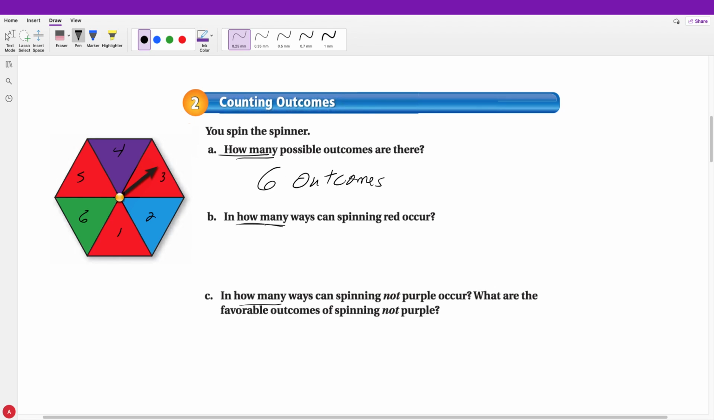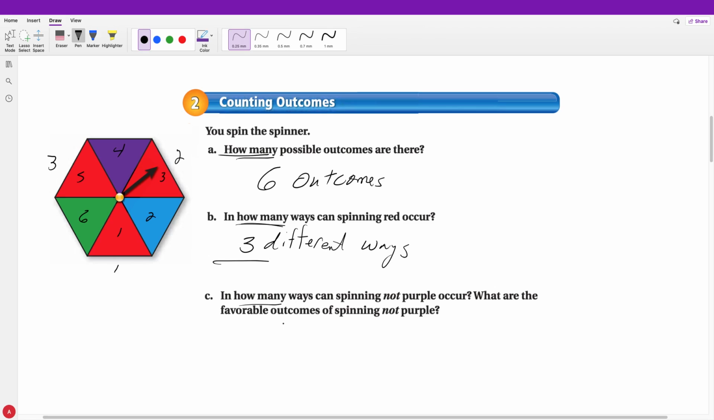And how many ways can spinning red occur? Same thing. Even though we might think, oh, that's red, so it's all one, there are 3 different spaces on this spinner. So red can occur in 1, 2, and 3 different ways. There are 3 different ways that we can spin a red spot on this spinner, so our how many answer would be 3. You see, we're not listing anything here. We're just simply counting, because this question is asking how many versus list or what are the possible outcomes.